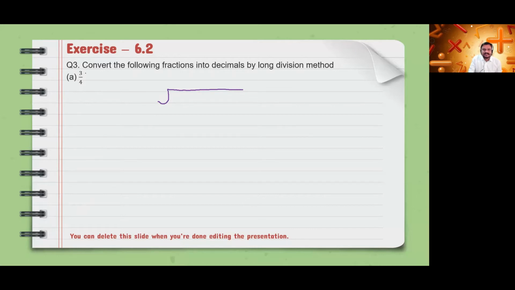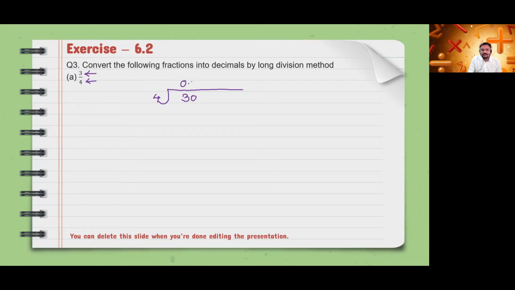Now see, this numerator value is 3. It will come inside this division sign and the denominator value will come here as the divisor. So we have to divide 3 by 4. So we cannot divide it. So we will have to take 0 point here and 0 here.